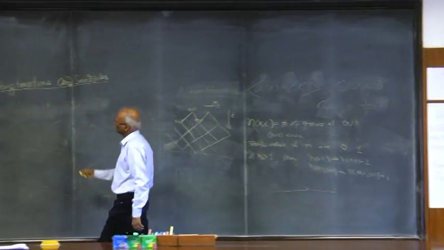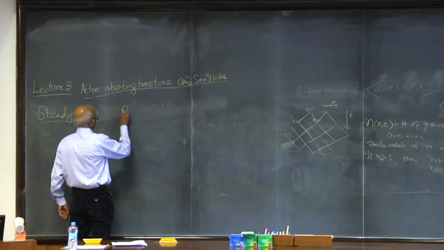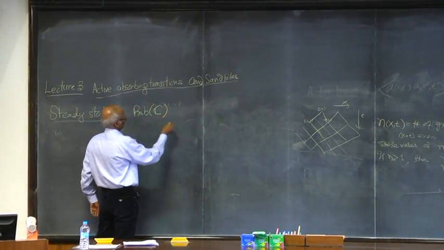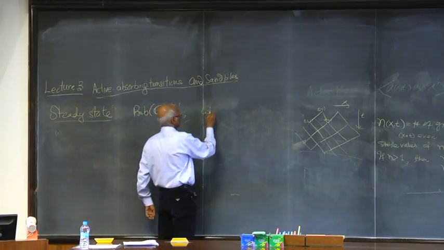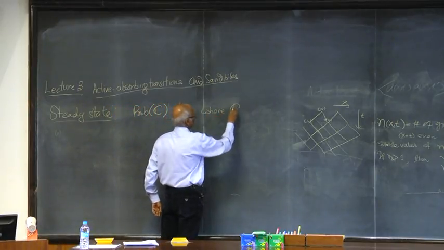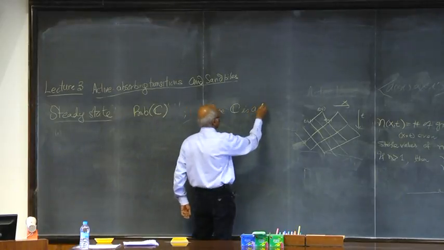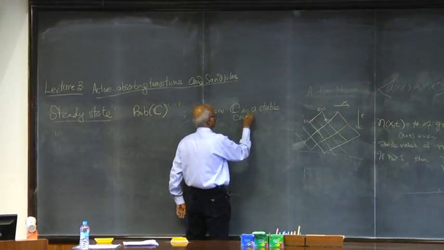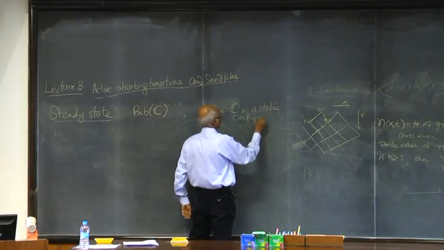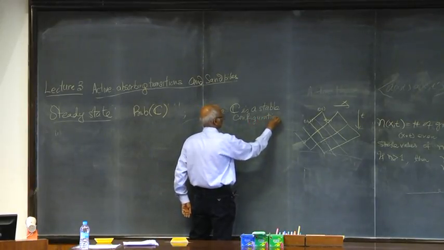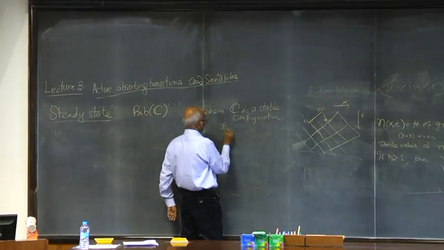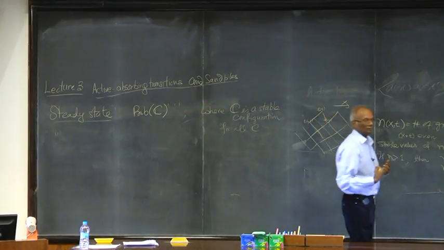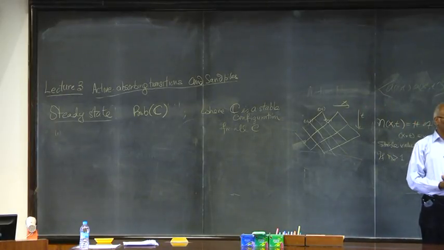So, I want to determine the probability of C, where C is a stable configuration, for all C. That is the determination of the steady state.